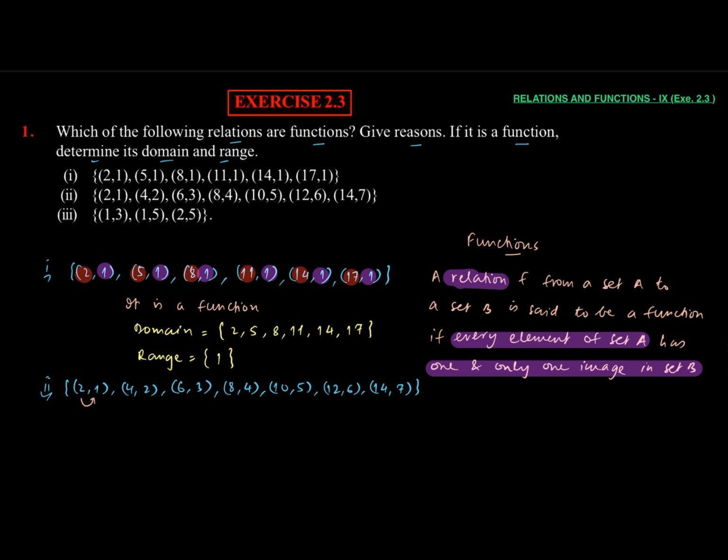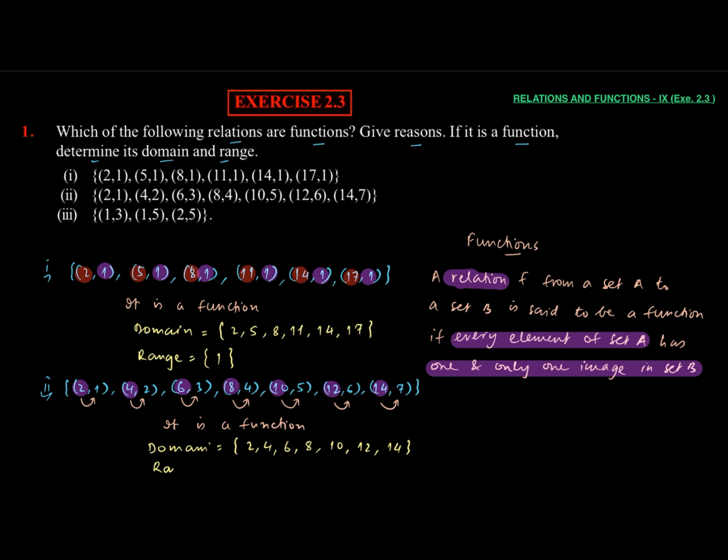Here 2 has image 1, 4 has image 2, 6 has image 3, 8 has image 4, 10 has image 5, 12 has image 6 and 14 has image 7. So this relation is a function. Now what is the domain of this function? It's the set of all the first elements of ordered pairs. Here this set contains elements 2, 4, 6, 8, 10, 12 and 14.